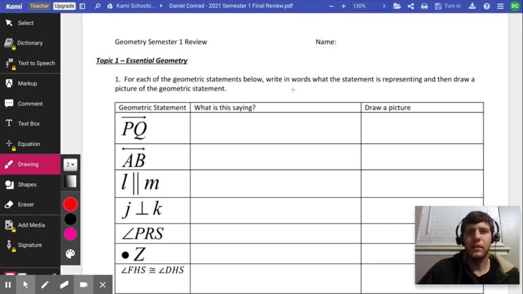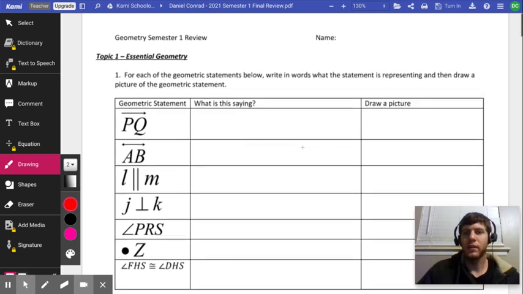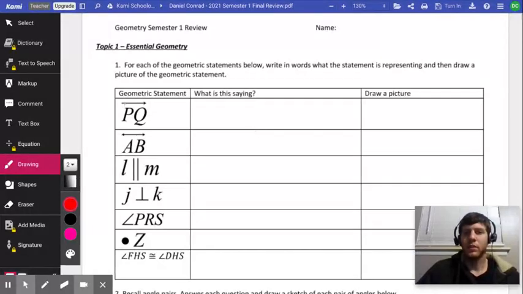All right, this is the Geometry Semester 1 review. So topic 1 here, essential geometry. What we want to do is write what the statement here is representing and then draw a picture of it. So basically we have a P and a Q, and then we have the bar over it with one arrow. So that means ray PQ. So this is ray PQ. The endpoint P is the endpoint of our ray, and then we're going all the way in one direction through point Q. So here would be point Q, here's point P, and there's a ray. It has one endpoint and goes on forever.